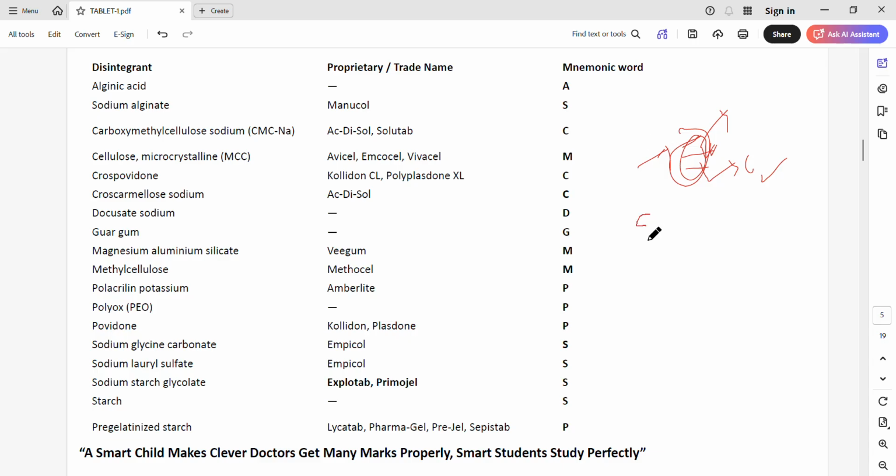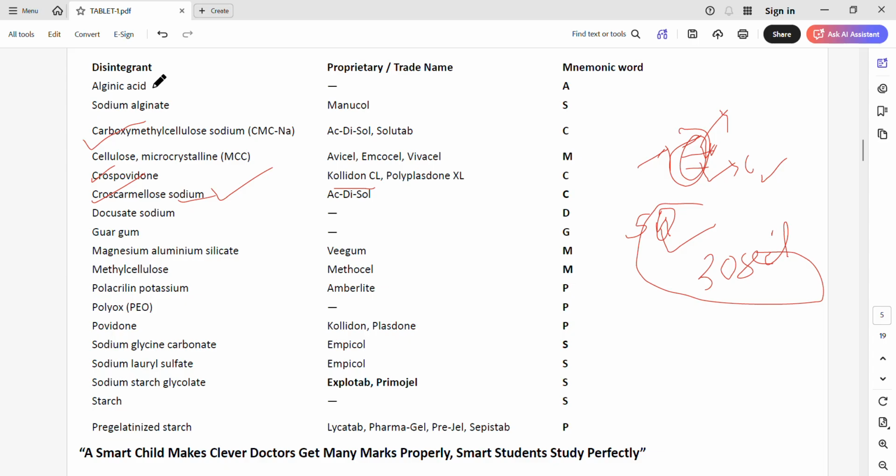Mainly, super disintegrants swell 10-fold within 30 seconds on contact with water. For example, crospovidone is a super disintegrant, croscarmellose sodium is a super disintegrant, and CMC-Na is also a super disintegrant.